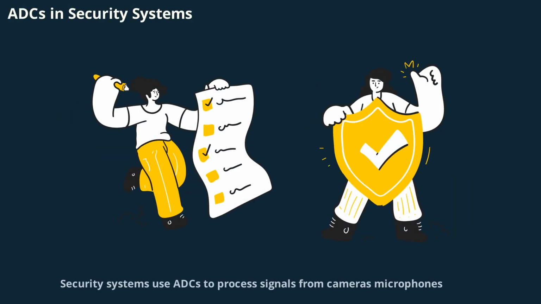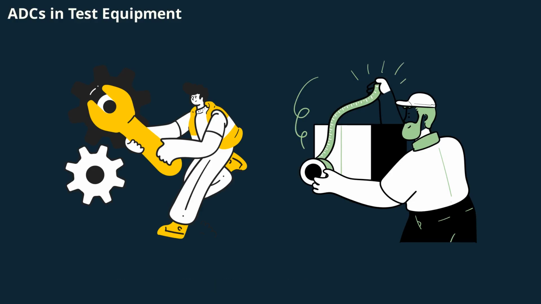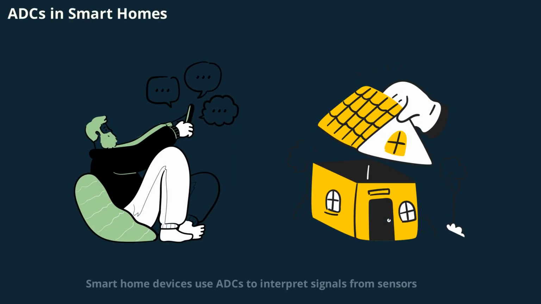Security systems use ADCs to process signals from cameras, microphones, and sensors. Fast, accurate ADCs help detect threats and keep people and property safe, whether in homes, businesses, or public spaces. Test and measurement equipment like oscilloscopes and multimeters rely on ADCs to digitize signals for analysis. The quality of the ADC directly affects the accuracy and usefulness of these tools for engineers and technicians. Smart home devices use ADCs to interpret signals from sensors such as temperature, light, and motion. This allows for automation and control, making homes more comfortable, secure, and energy efficient.